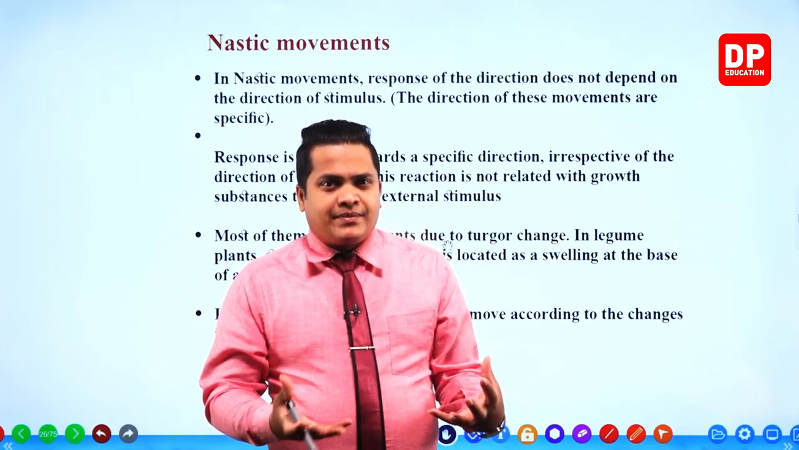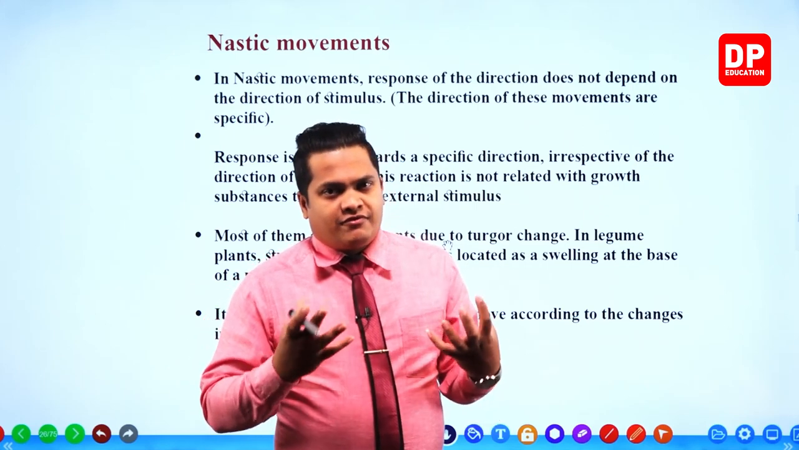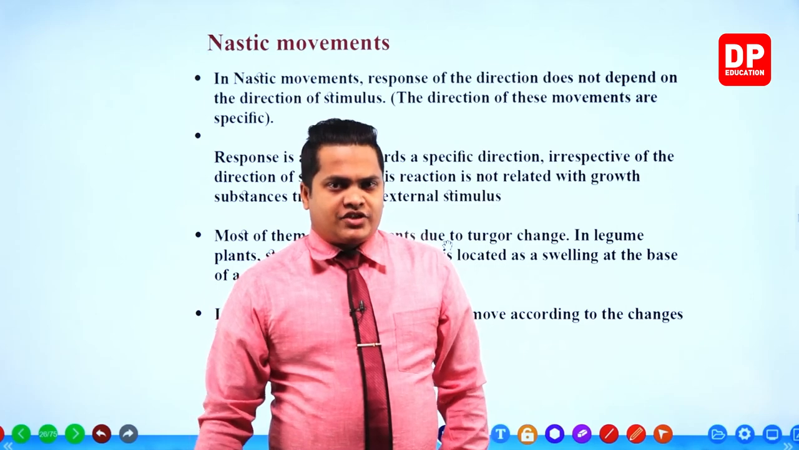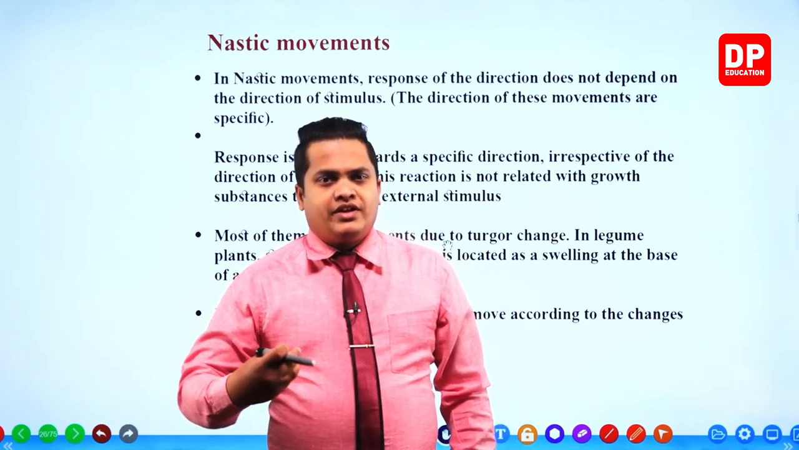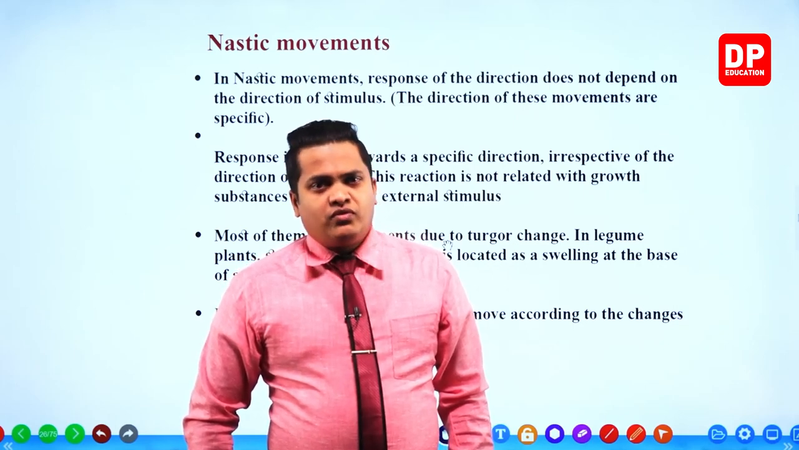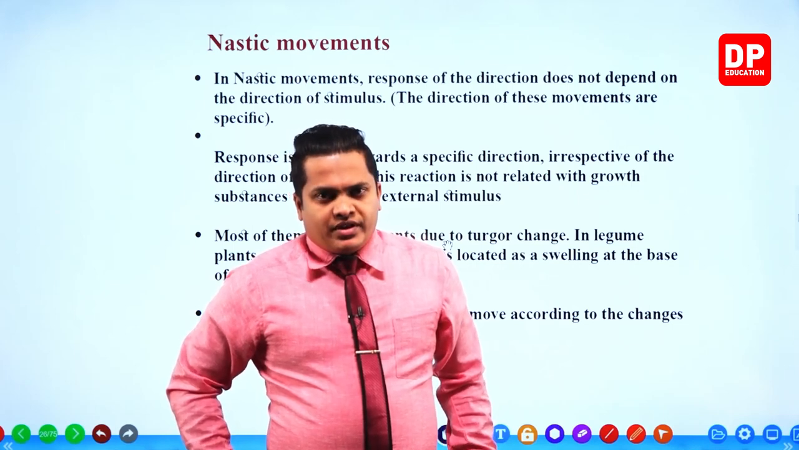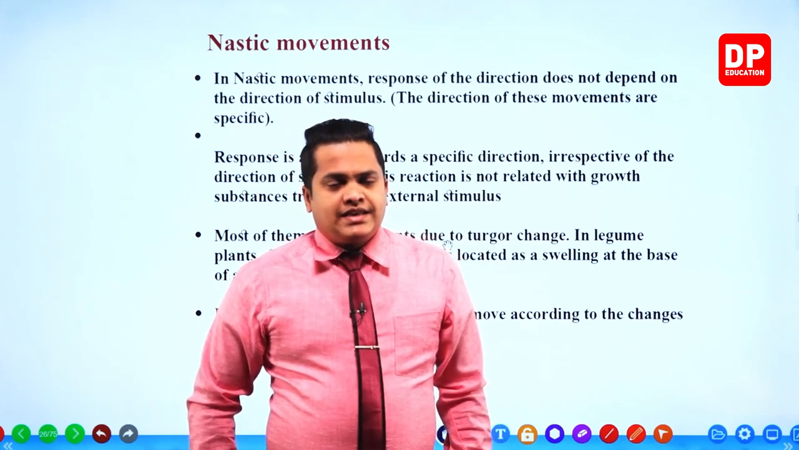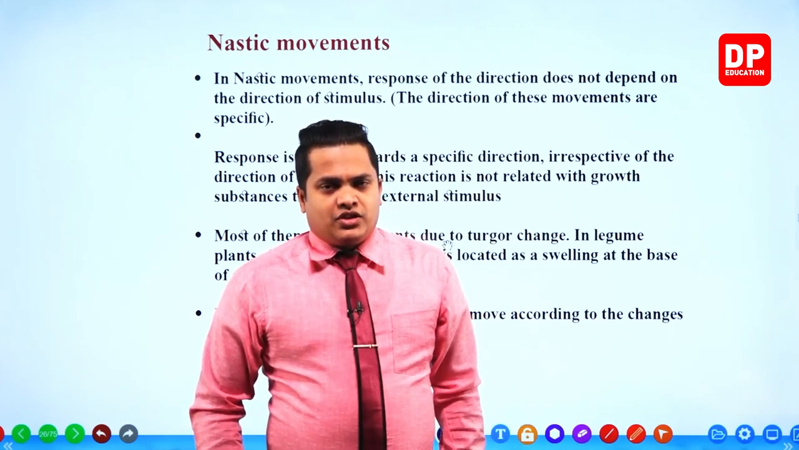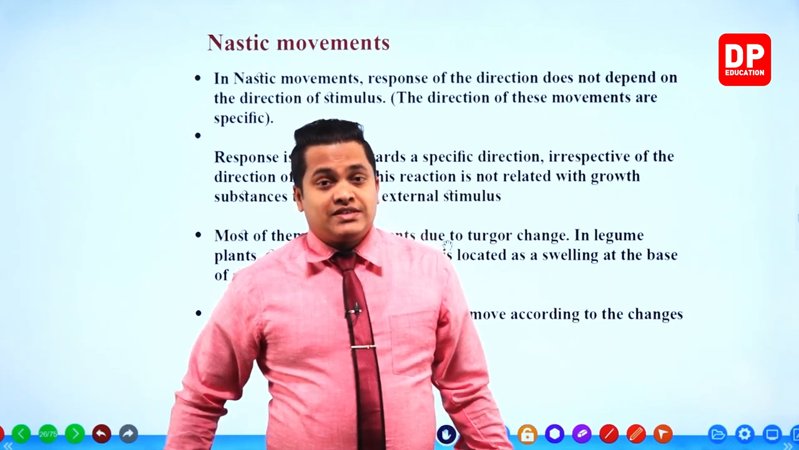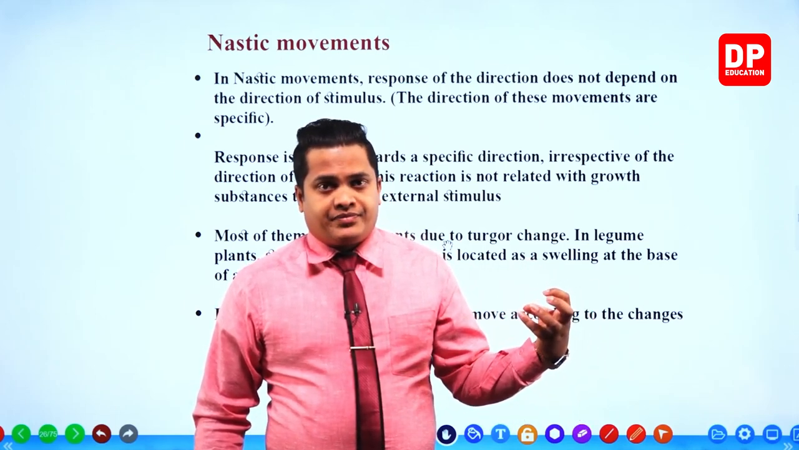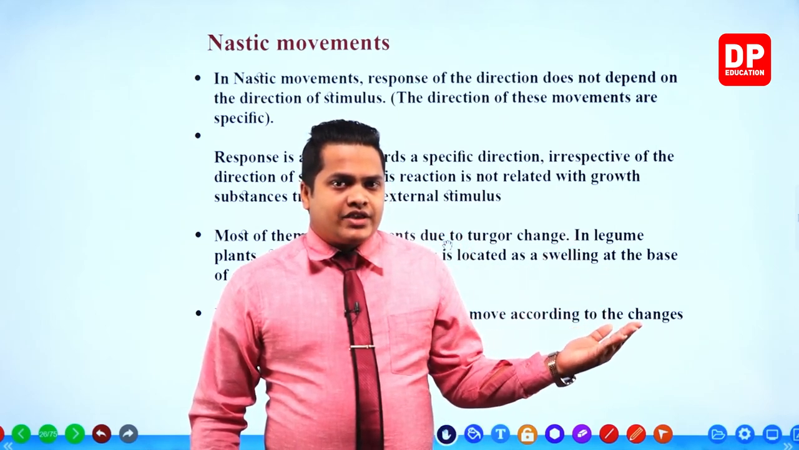Always, what happens when a flower is going to bloom is the blooming of flowers. That's it. No matter the direction from which the light is received, the flower only knows to bloom. So the direction of this movement is independent of the direction of the stimulus. That is why it is called a nastic movement. In a nastic movement, my dear children, the response direction is identical regardless of the direction of the stimulus.